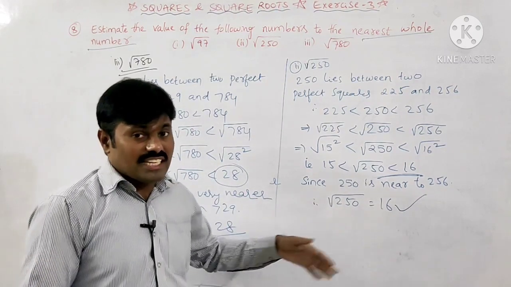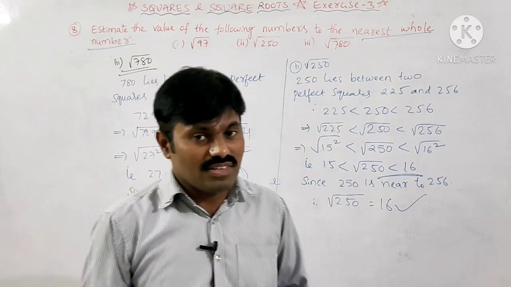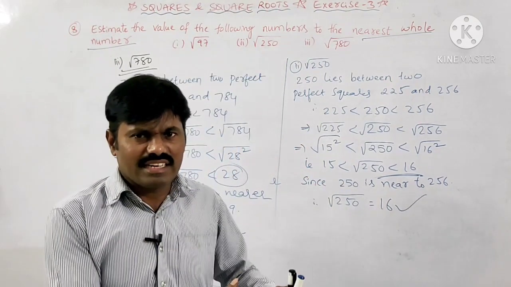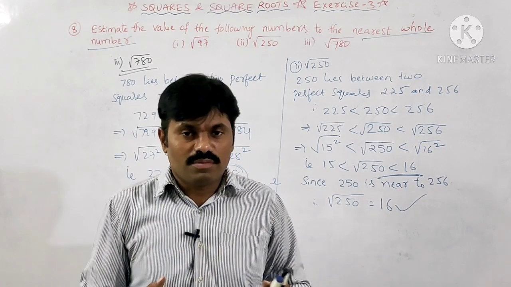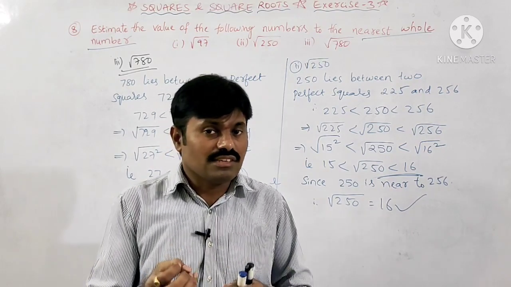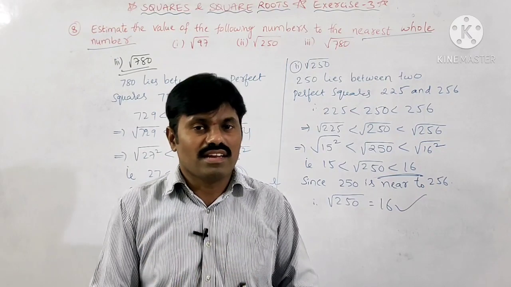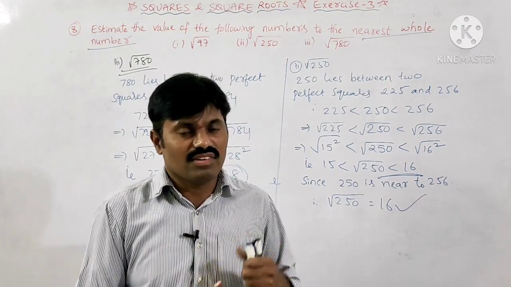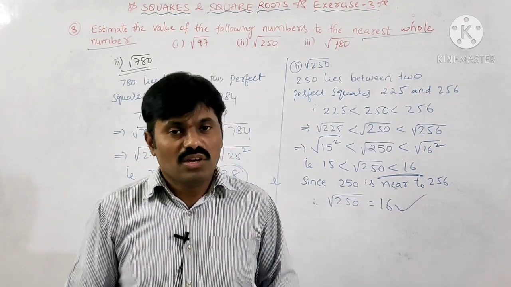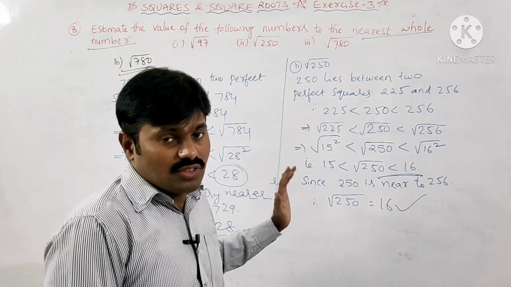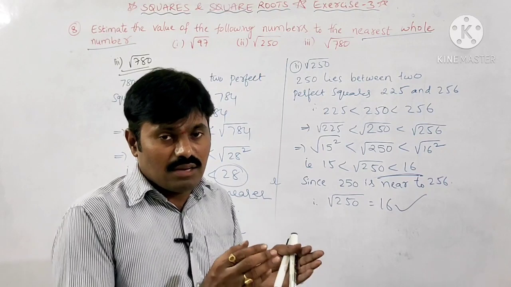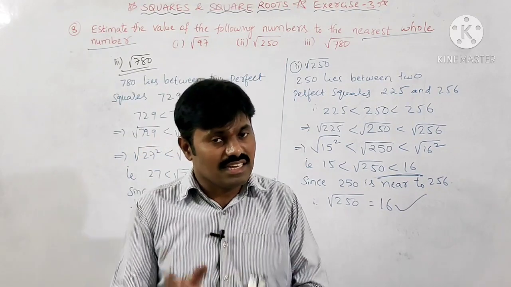In this way we can estimate the square roots of non-perfect squares. Any number we can take, we can estimate the square root of non-perfect squares in this method. You just have to remember at least 30 squares perfectly, then it is easier for us to solve such level problems. So this is the end of the session. In this video lecture, we have discussed the remaining problems in the exercise 3.